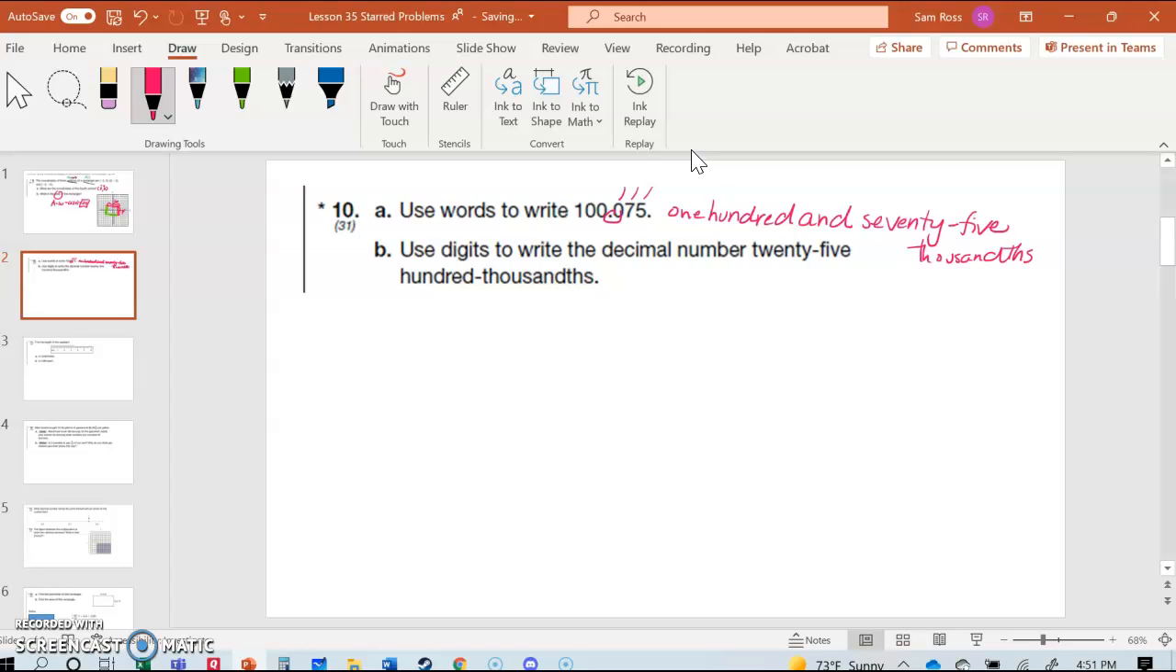Okay, use digits to write the decimal number 25 hundred thousandths. Let's see if we can figure this out. So I know it's 0 point, this is tenths, hundredths, thousandths, ten thousandths, hundred thousandths. So that's what I'm looking for. And it's 25 hundred thousandths, so the 25 goes right here. The rest of this is 0.